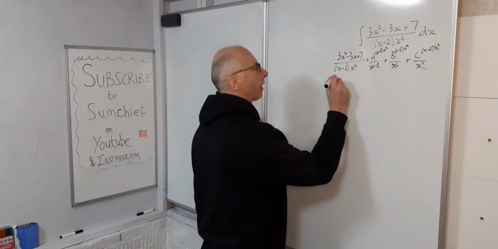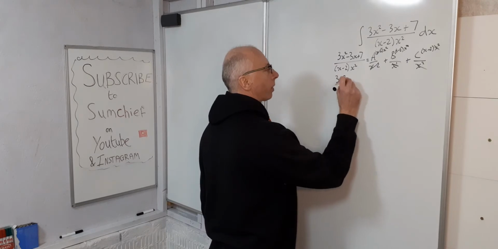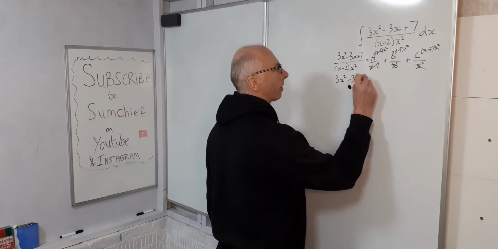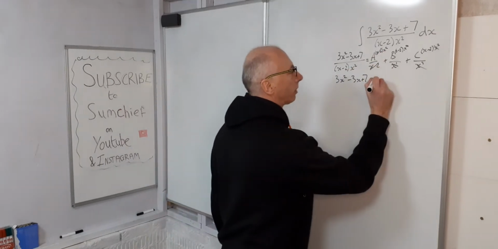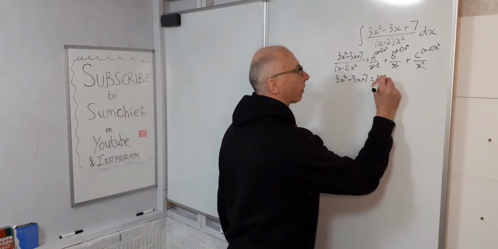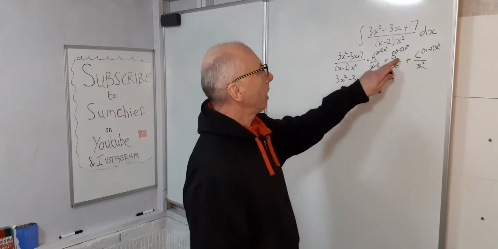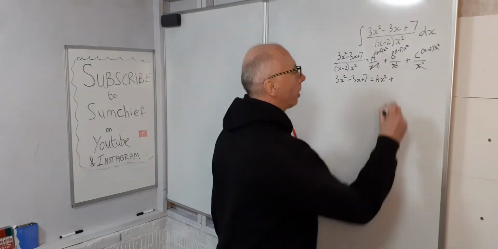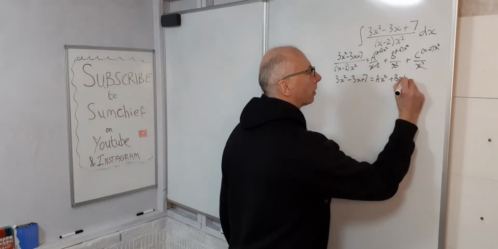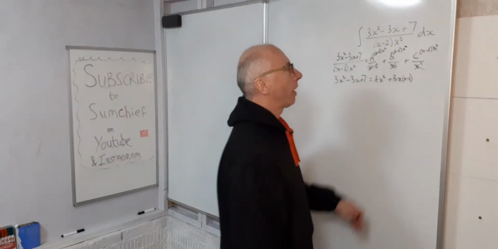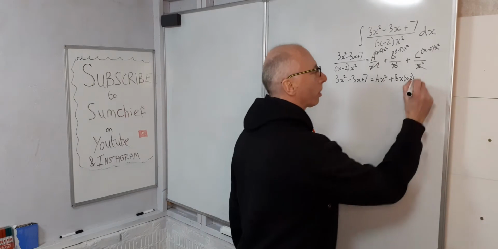So let's start the next line. 3x squared minus 3x plus 7 equals A x squared plus B, it's got an x and an x minus 2. So we'll leave it like that for now, and the C is just x minus 2.